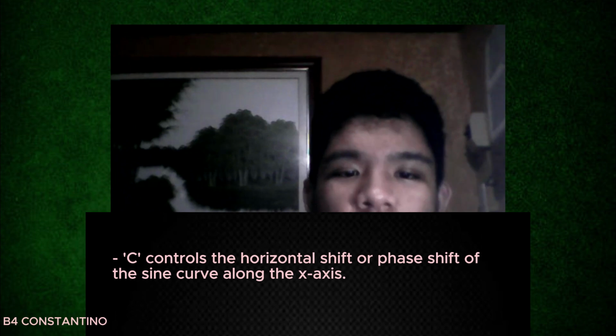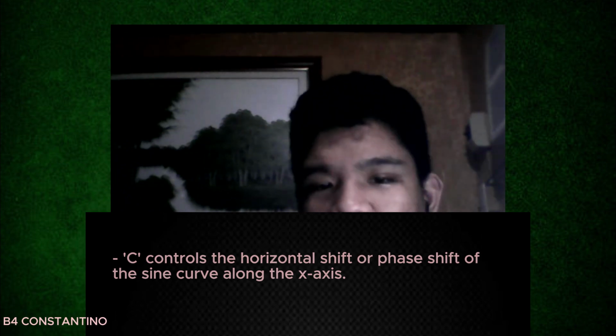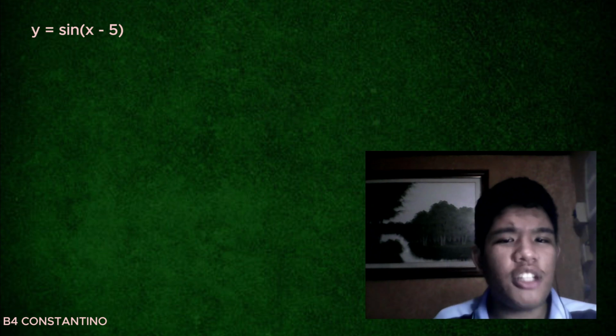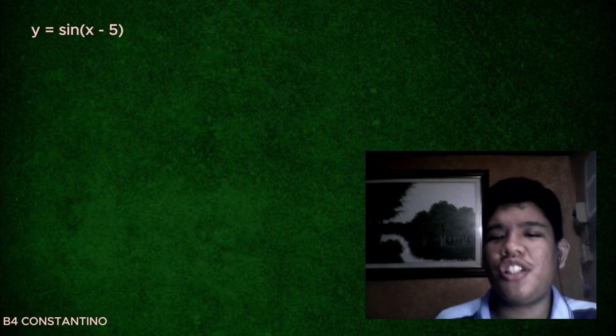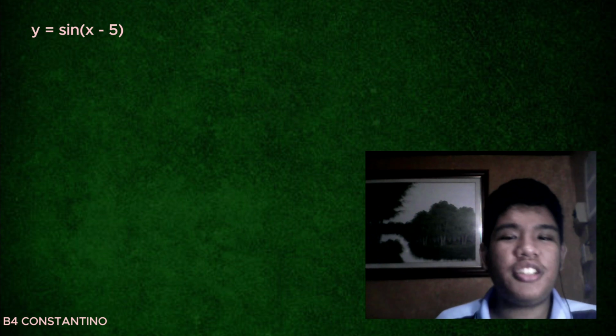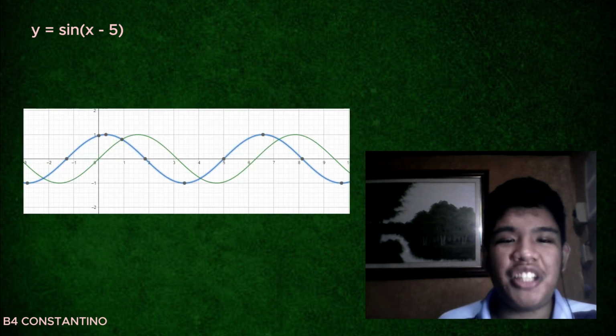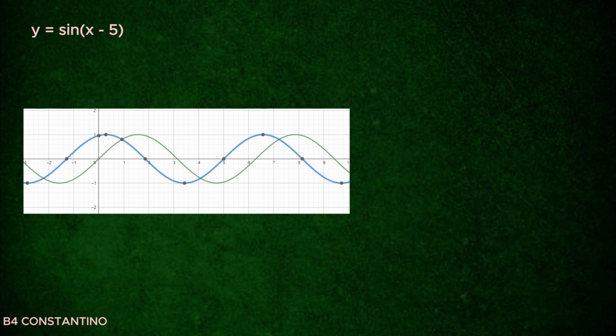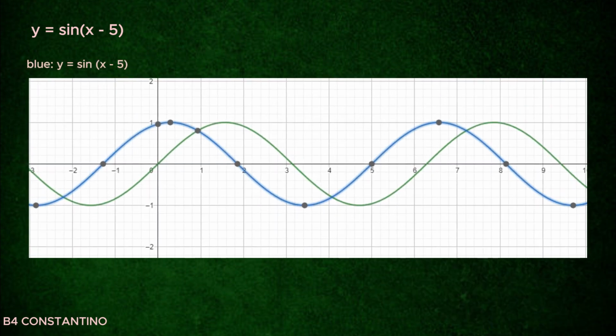What if C changes? The C in the sine equation y equals A sine (bx minus c) plus d controls the horizontal shift or phase shift of the sine curve along the x-axis. For example, y is equal to sine (x minus 5). Changing c to 5 implies a phase shift of 5 units to the right along the x-axis. This means the sine curve will start its usual cycle at x equals 5 instead of x equals 0.